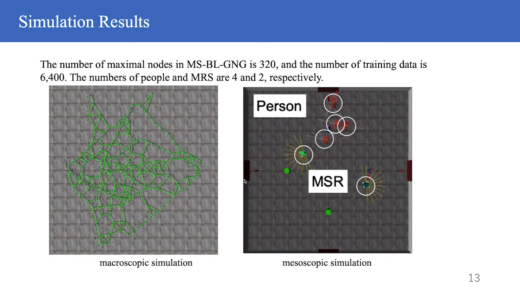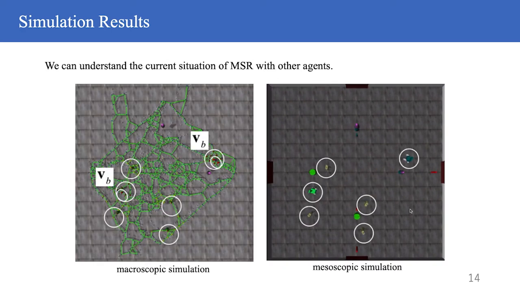The figure on the left is a macroscopic simulation. Here we can see that we are able to extract the topological structure from the MSR and human trajectory using multi-scale batch learning GNG. This is the result of the simulation. We can see in the mesoscopic simulation the current position of MSR and person. Then, on the macroscopic simulation, adjacent nodes and selected nodes are in red, and nodes with a negative value are in yellow. We can easily understand the current situation of MSR with other agents.